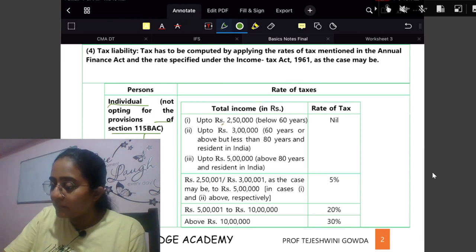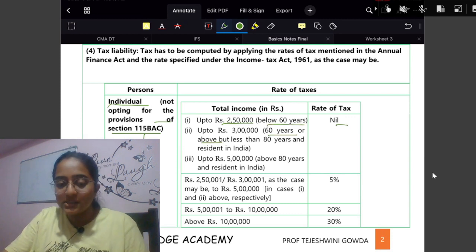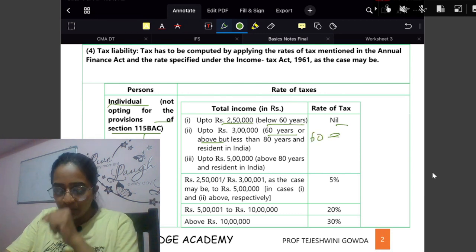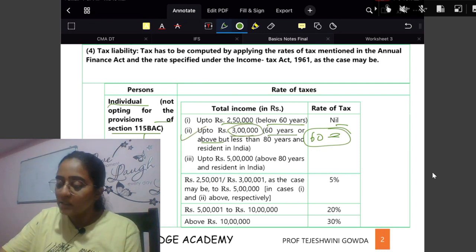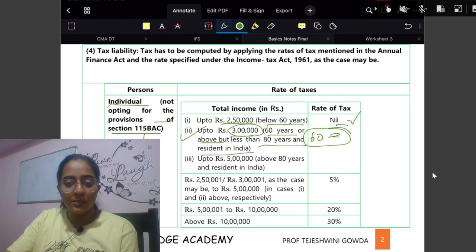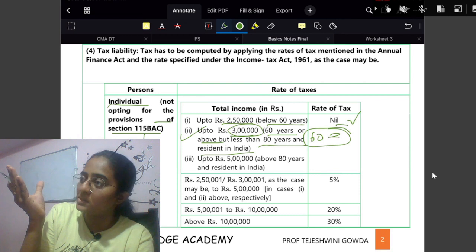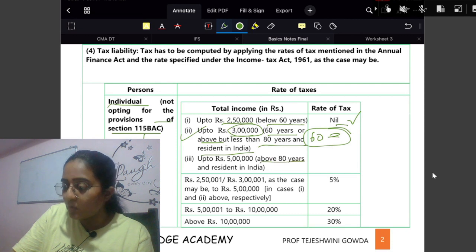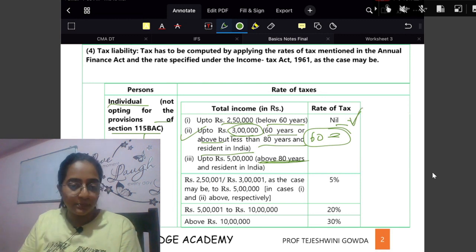See, up to 2,50,000, it's going to be nil. That is below 60. For 60 or above, exactly from 60, even if you are 60 years, you are going to enjoy the 3 lakh limit. Clear? For 60 or more but less than 80 years and a resident in India, the tax rate will be nil up to 3 lakh. And for super senior citizens, those who are above 80 years, it is going to be nil up to 5 lakh.